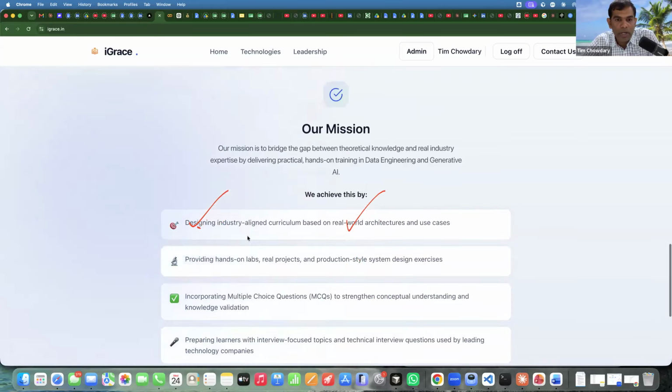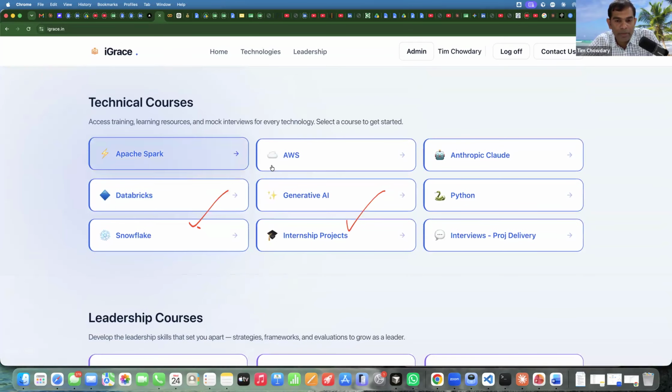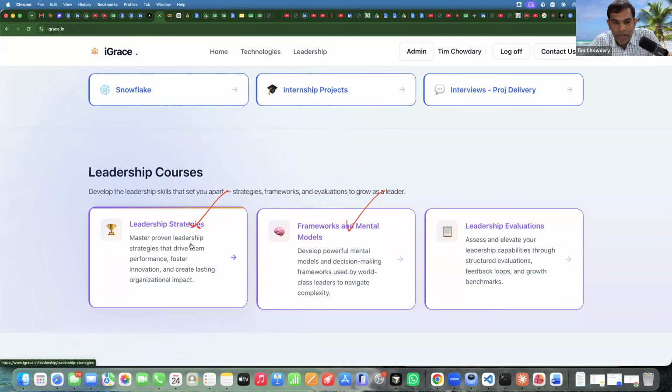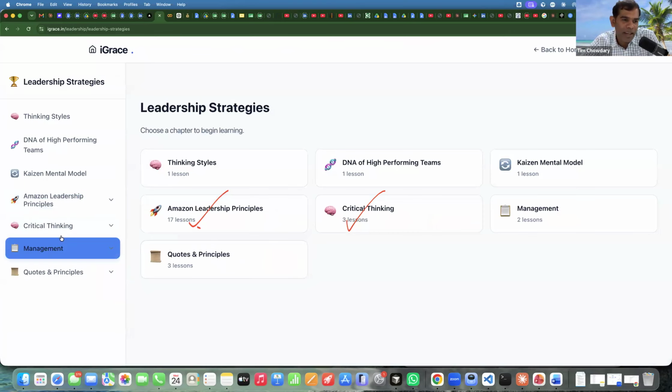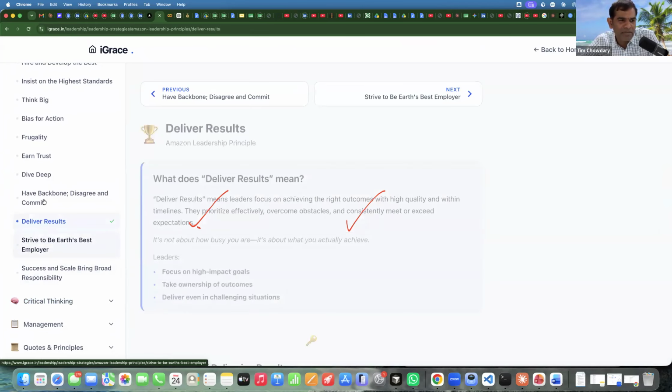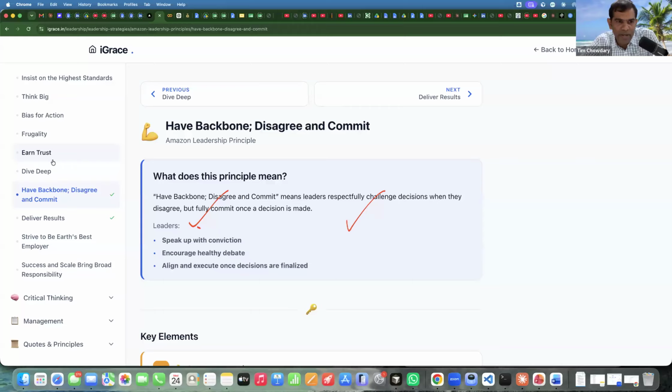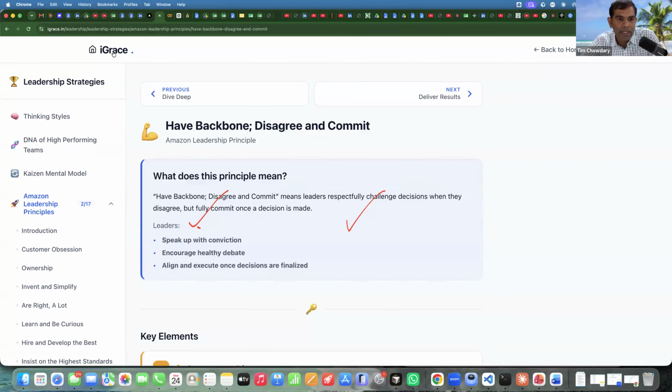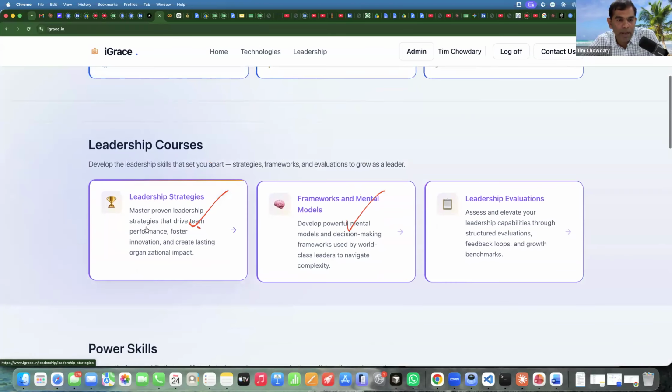So in short, in addition to the technical courses that we have granted access to, Spark, AWS, Databricks, Generative AI, Python, I have already granted access to frameworks and mental models. I'll give it a deep thought on to what extent we can leverage leadership strategies. We can talk about it, and I can grant access on this as well. This is more focused on leadership, basically how to inculcate all these practices. It's not directly relevant to us, but at least it is good to have as a skill, hence I will think it through, and then we can grant access on this as well.